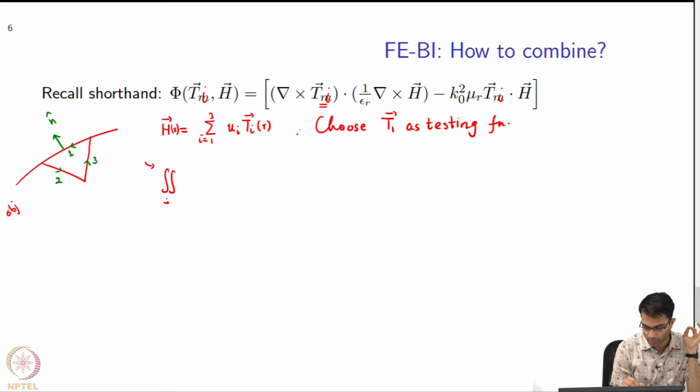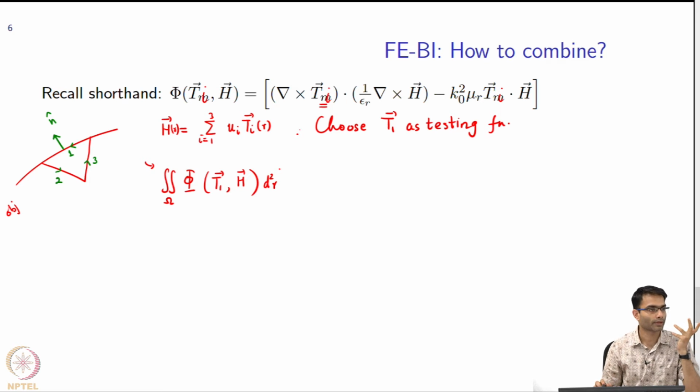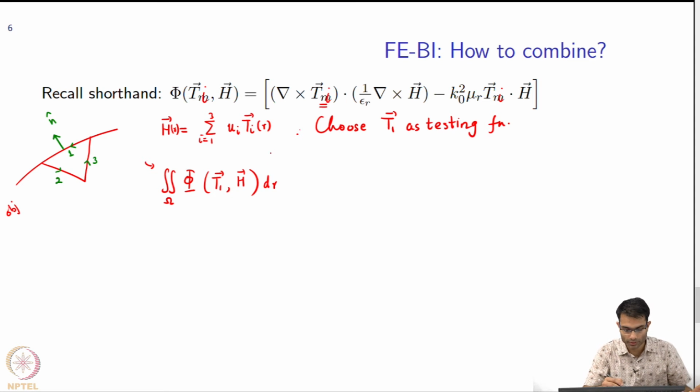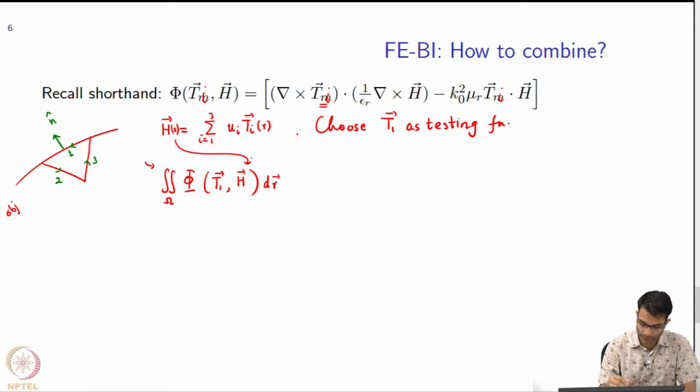So what will happen? Integral over this triangle is going to be phi of T1 comma h d2r, right? I mean, d2r is the surface differential element. So if you want, you can just call it dr. And h is going to get replaced from here. How many terms will you get over here? H will write in terms of T1, T2, T3, right? So h when I write as u1 T1 plus u2 T2 plus u3 T3, right? U being a constant, this will pop out.